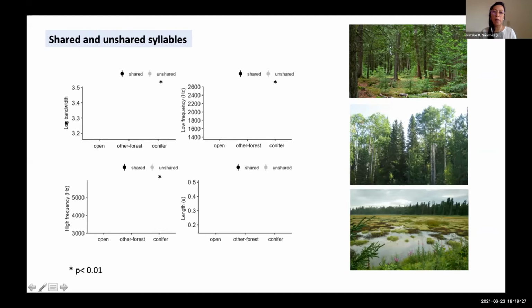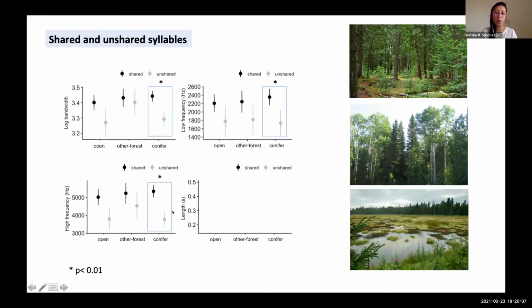So we have here bandwidth, low frequency part of the unique syllables, higher frequency, and the length of the syllables. What we found for bandwidth in conifers was that the unique, or unshared, syllables have shorter bandwidths in comparison to the other habitats. Again, for the low frequency part of the song, they have low frequencies in the conifers for the unshared syllables, and the same pattern was found for the high frequency part of the unshared syllables. And we didn't find any pattern for the length of the syllables.